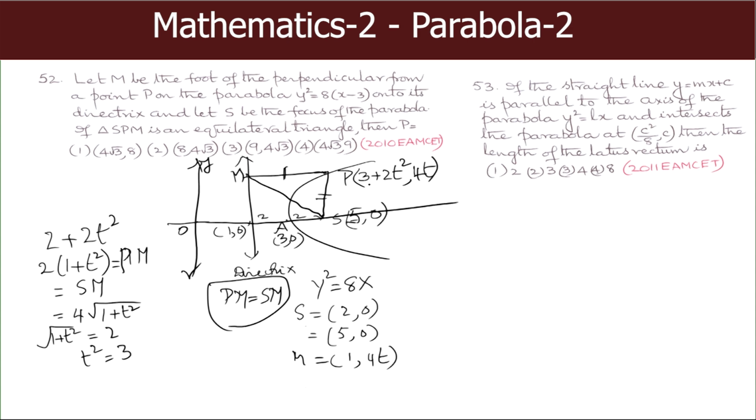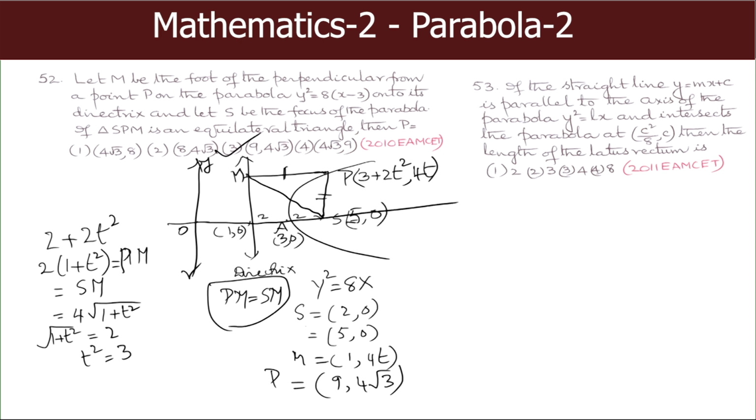When t square equal to 3, what is P? 6 plus 3, 9, and t equal to root 3, so 4 root 3. So, this point P is 9 comma 4 root 3, which is the point on the parabola, that is the third option. EAPCET question. So, look at the question. Sometimes you find typical questions like this, which are a little more time consuming.